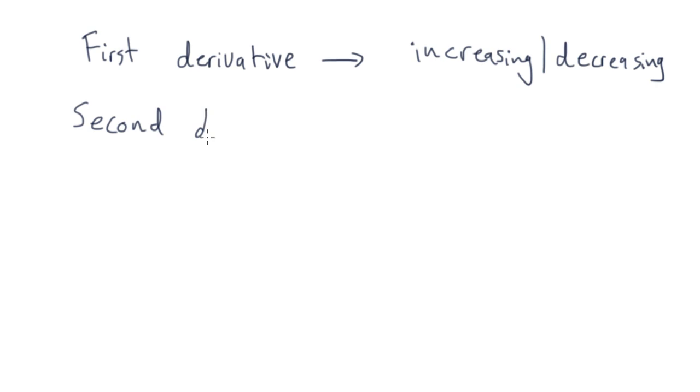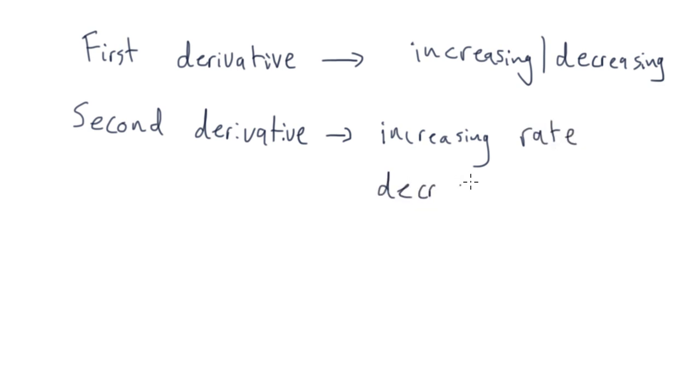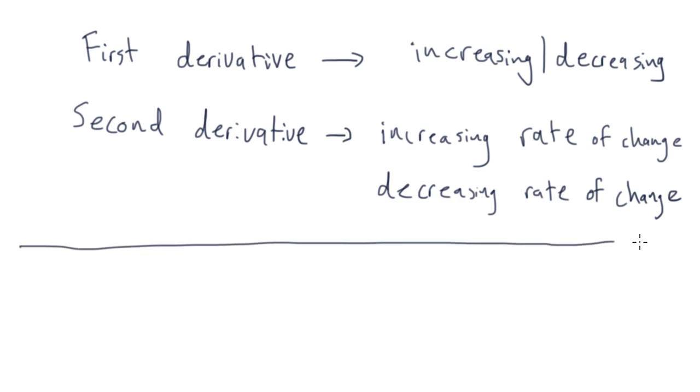So the second derivative is going to tell us the following. Our function has an increasing rate or a decreasing rate. And when I say rate, I mean rate of change. This can be a little bit confusing if you just accept this abstract way of thinking. So the first derivative says the function is increasing or decreasing. Now, regardless of that, the function can have an increasing rate of change or a decreasing rate of change.